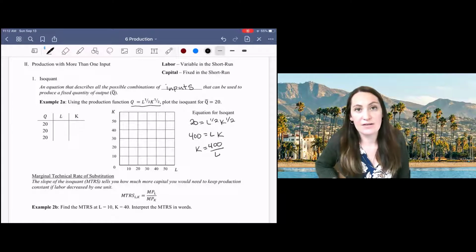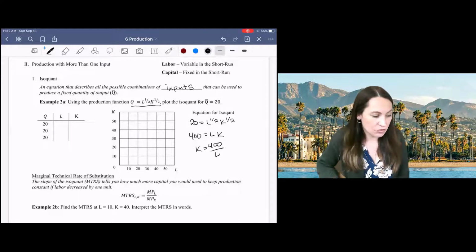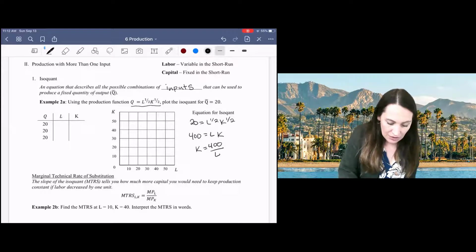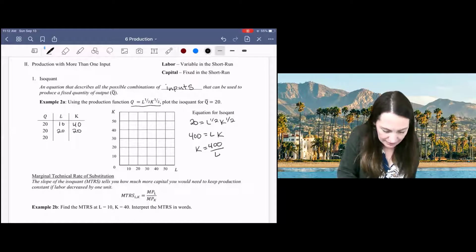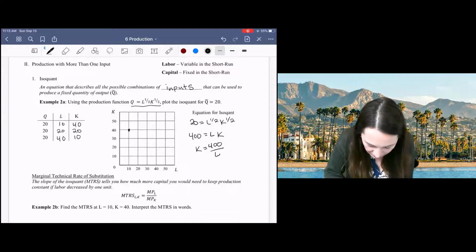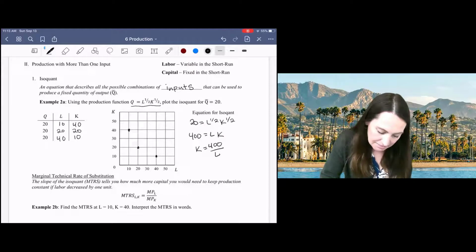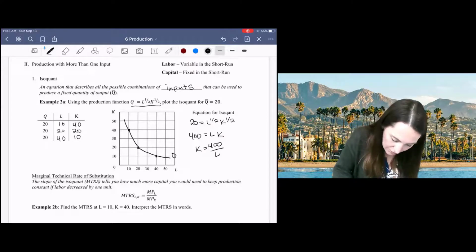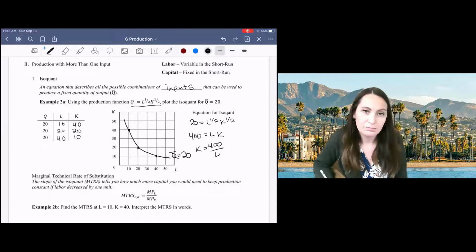So really we're trying to find two variables that multiply together to equal 400. So I've got 10 and 40, 20 and 20, or 40 and 10. And here is my isoquant for a level of production of 20 units of output.